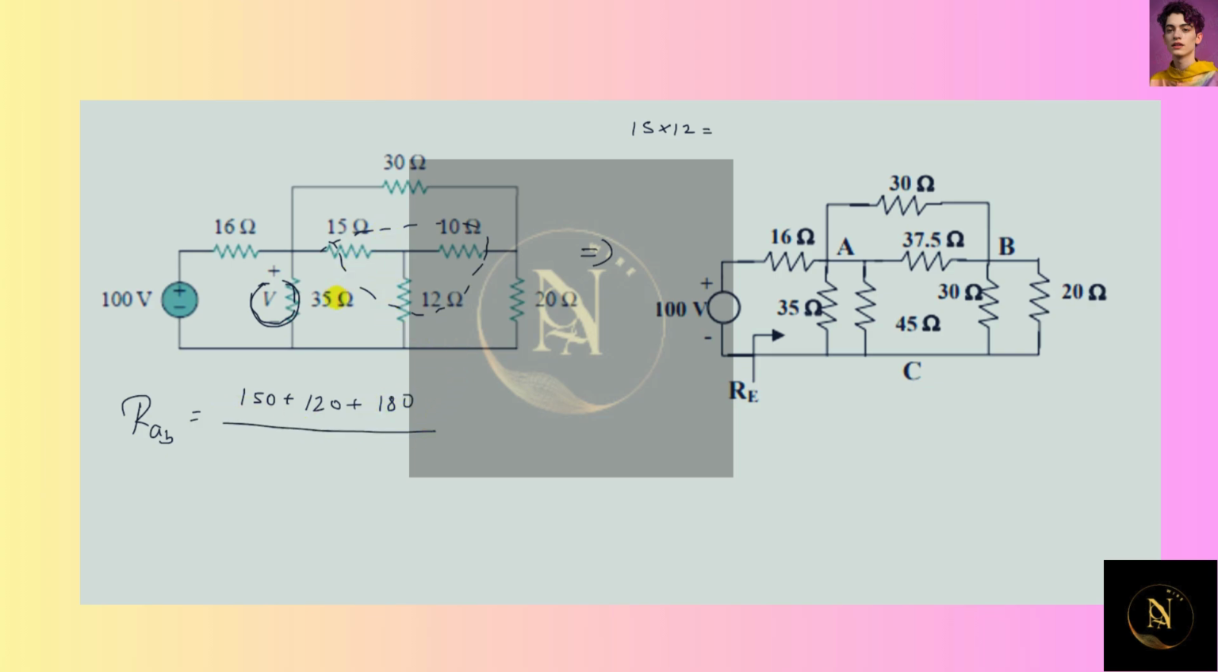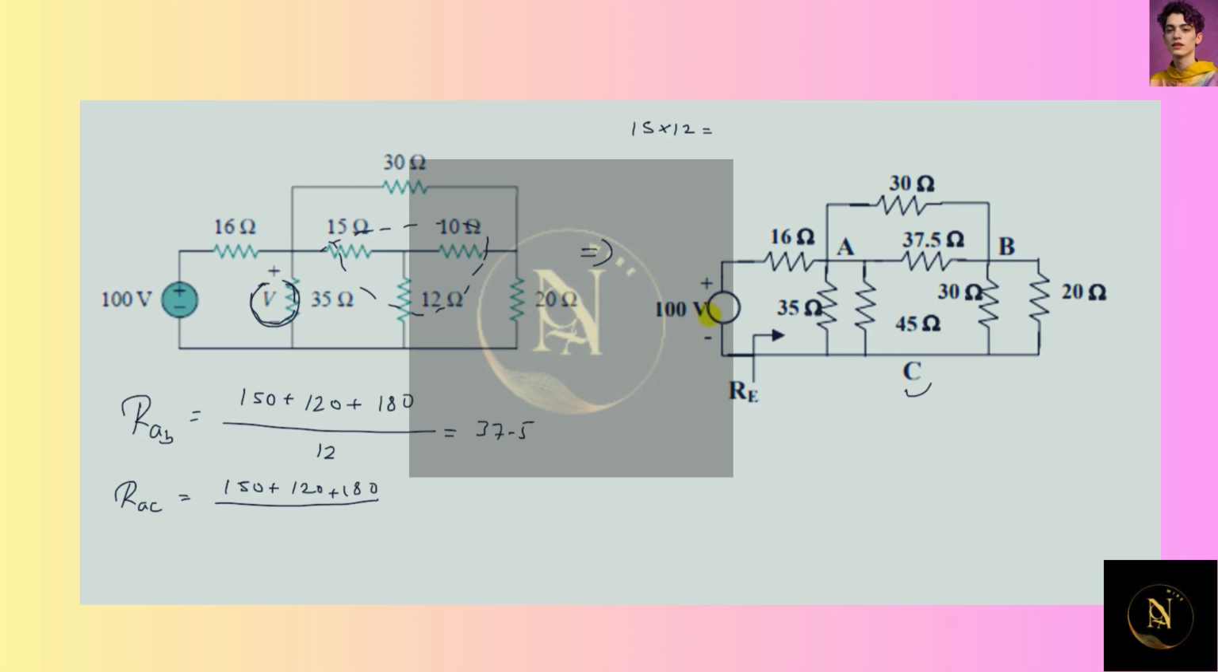So this is 180 divided with, so first we have to write the opposite end. So this is divided with 12. So this would be 37.5, and similarly we can find, this is AB and this is terminal C. So this would be RAC. So RAC is equal to 150 plus 120 plus 120 plus 180.